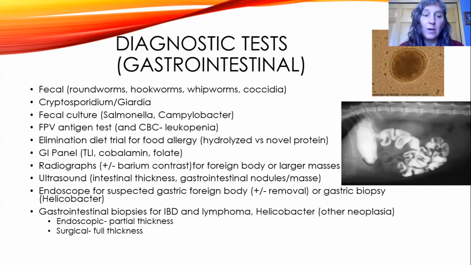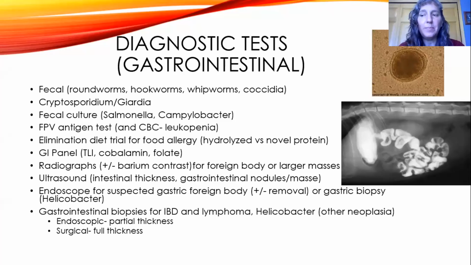Radiographs, with or without a barium contrast, can be useful to identify foreign bodies or discrete masses. The radiograph on this slide shows a barium contrast done on a cat with a string foreign body, and you can see the loops of bowels in a pleated or gathered formation.